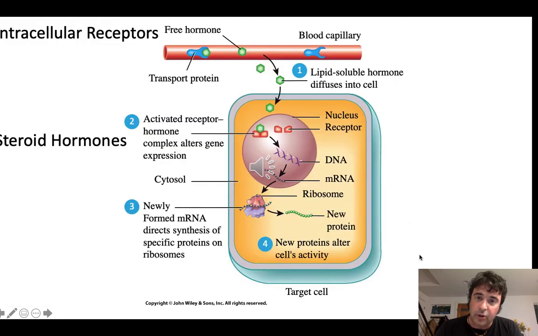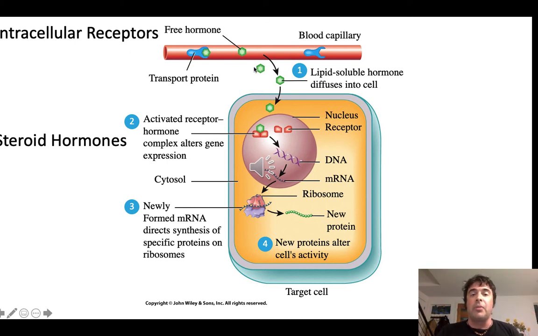Now, intracellular receptors don't work nearly as quickly as extracellular receptors. Extracellular receptors are activating pre-existing proteins. Intracellular receptors, such as the receptors that bind to steroid hormones, are a little bit different. So let's pretend this is the testosterone example.